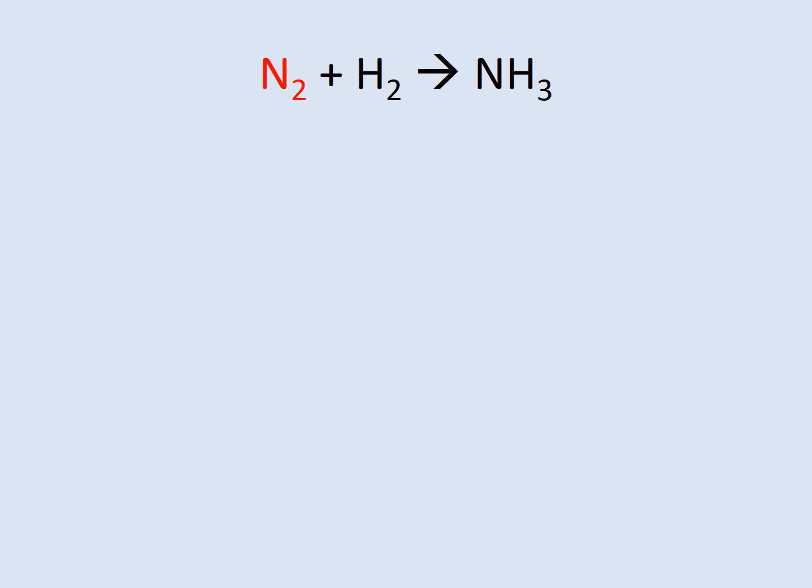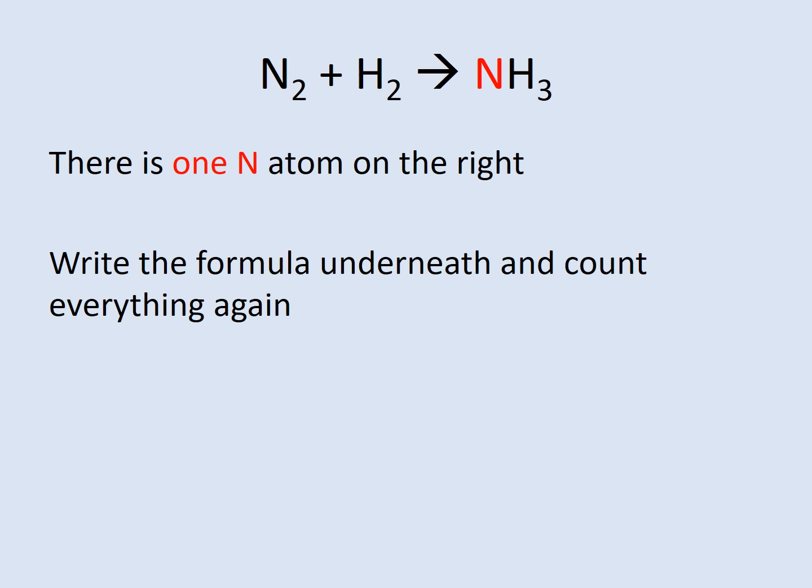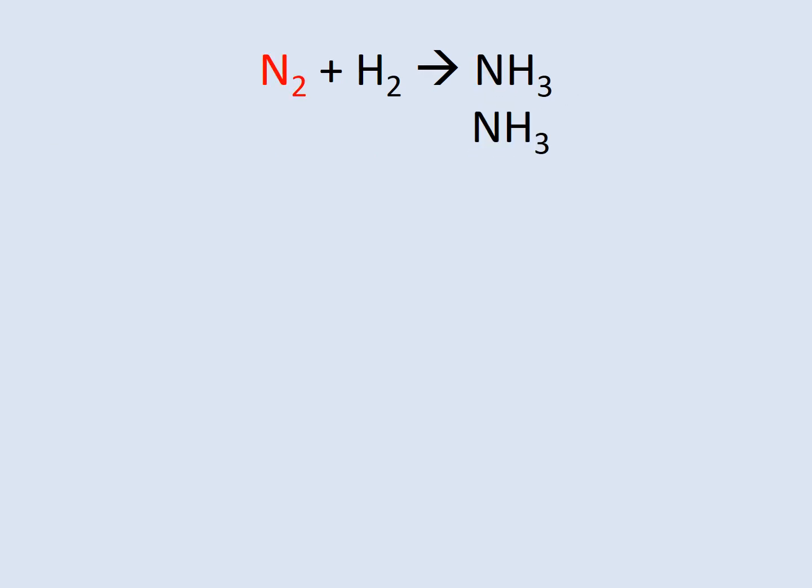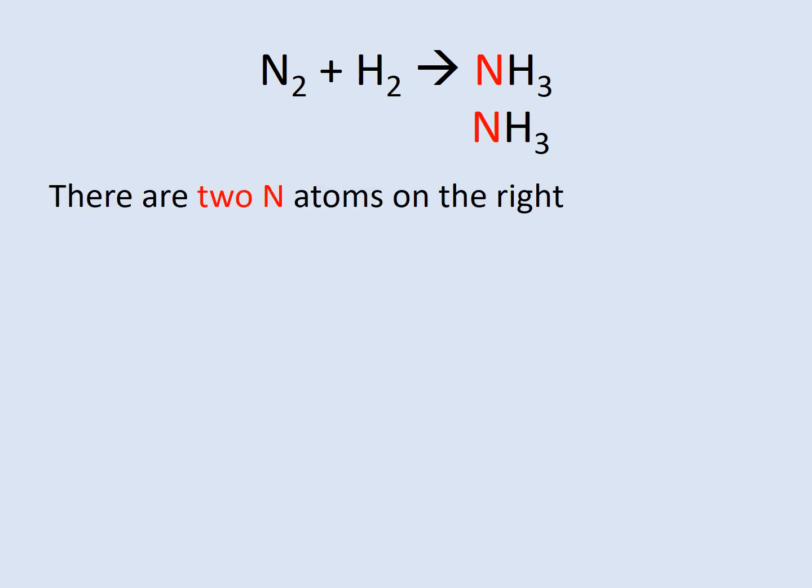Right, you can see there are 2 nitrogen atoms on the left. And currently there's only 1 nitrogen atom on the right. So what we need to do is to write the formula underneath. In this case it's the NH3, and count everything again. So there's the NH3 written underneath. And you can see there are 2 nitrogens on the left, and now there are 2 on the right. So they're now okay. So move on to the hydrogen.